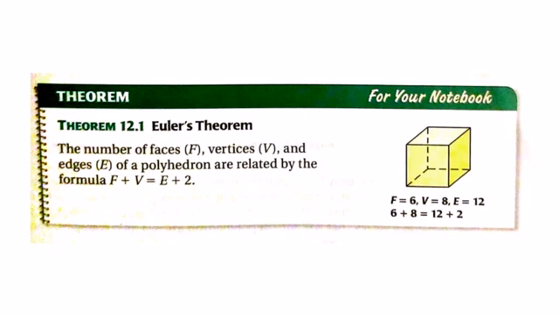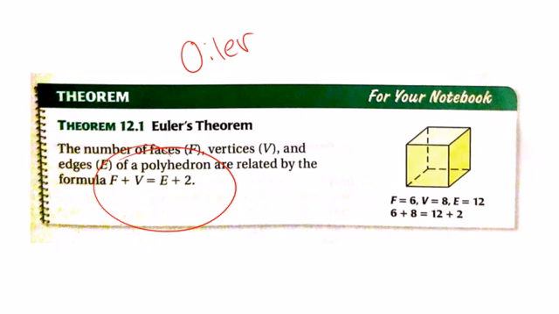Alright, so moving on to Theorem 12.1, our first theorem of Chapter 12, Euler's theorem. So we pronounce it like Euler. Euler's theorem says the number of faces F, the number of vertices V, and the number of edges E of a polyhedron have a relationship. And there is a formula: F plus V equals E plus 2.